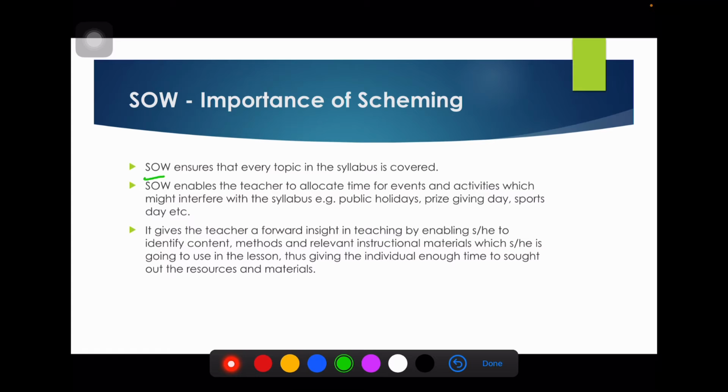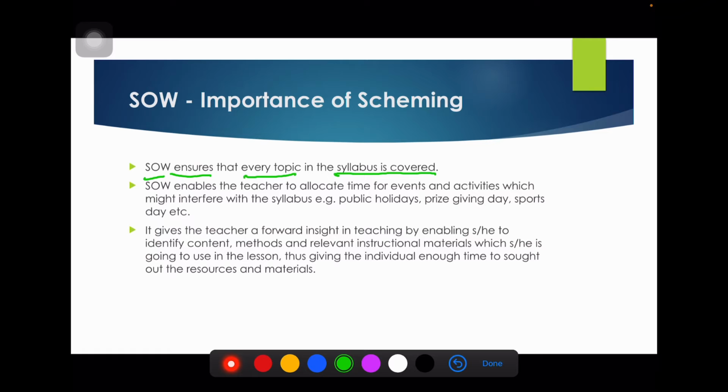SOW also will ensure that every topic in the syllabus is covered. So when you start work as a teacher, you have no experience in how to do this. So you will look at how your seniors do the SOW, and most of the time the head of department will do the SOW and give it to you. So you follow the SOW. Now, sometimes when you are already a senior teacher, you do your own SOW.